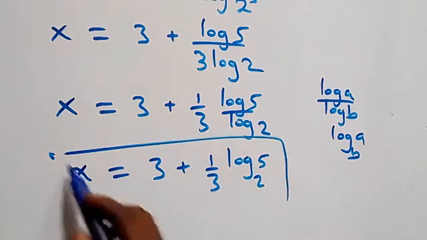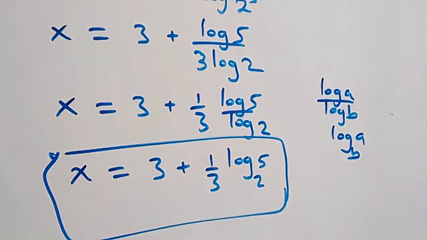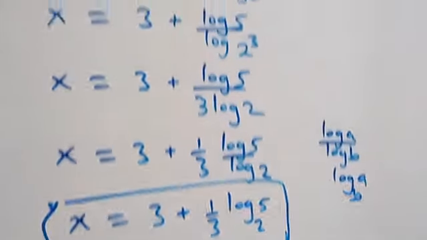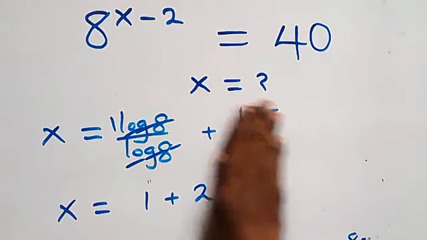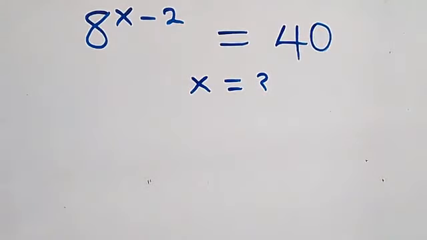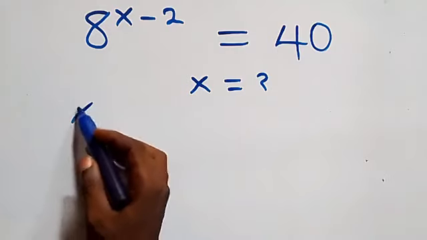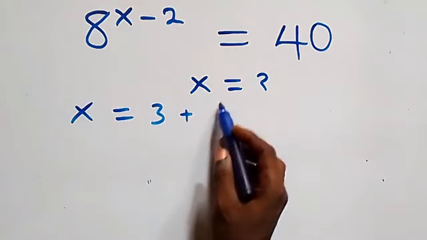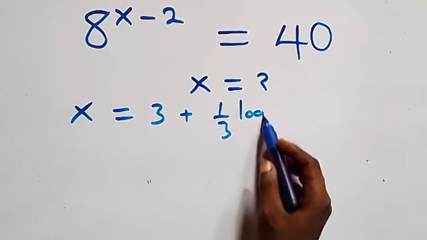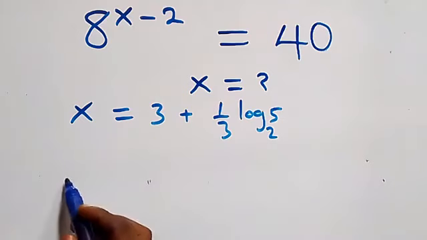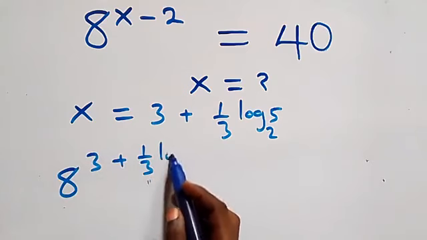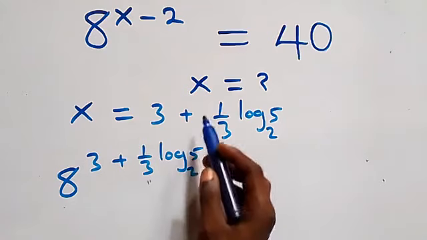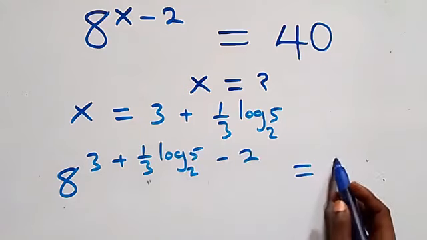So here we have the value of x in this given problem as x equals 3 plus 1 over 3 log 5 base 2. Now let's check if this satisfies this given problem. That is, we substitute the value of x here, which is x equals 3 plus 1 over 3 log 5 base 2. And what we have becomes 8 raised to power 3 plus 1 over 3 log 5 base 2 minus 2 here equals 40 from here.